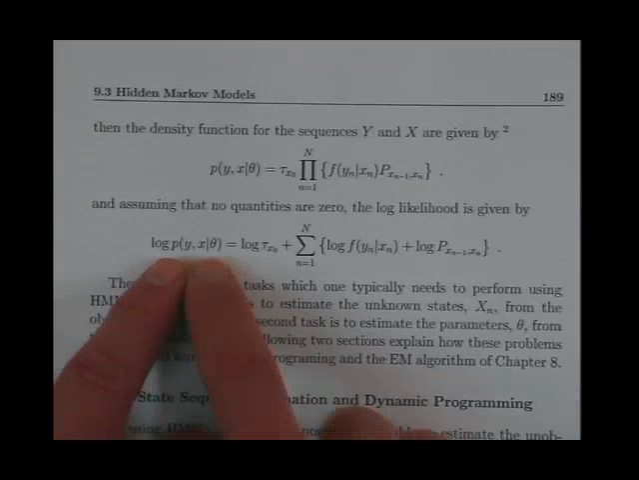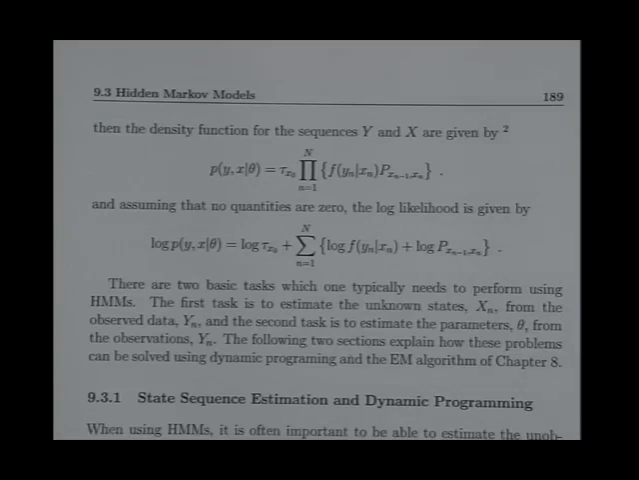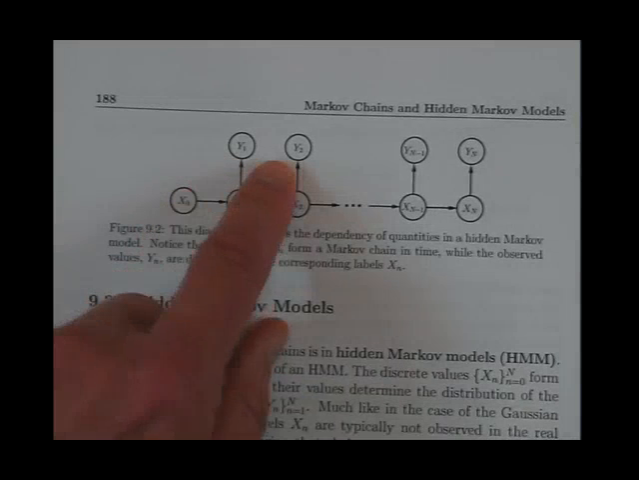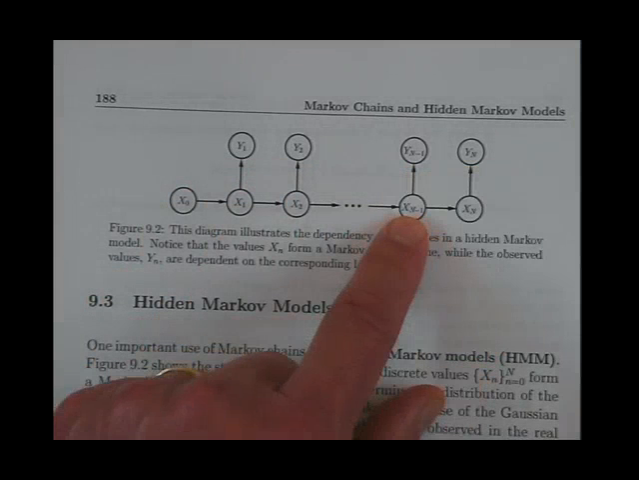Okay, so that's the joint distribution of the hidden Markov model. But typically what happens is that you observe y, but x is unknown. So this could be like speech. And in speech, these would be the observations you had at each time. And then x would be the unknown state. Typically the unknown states are so-called phonemes.